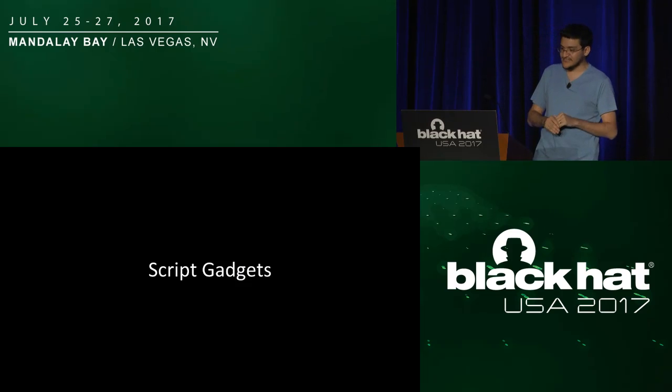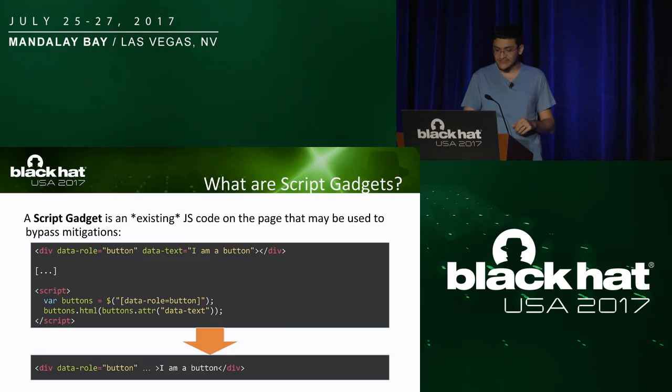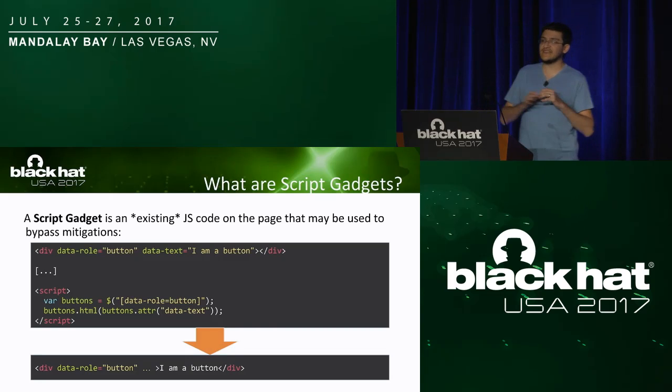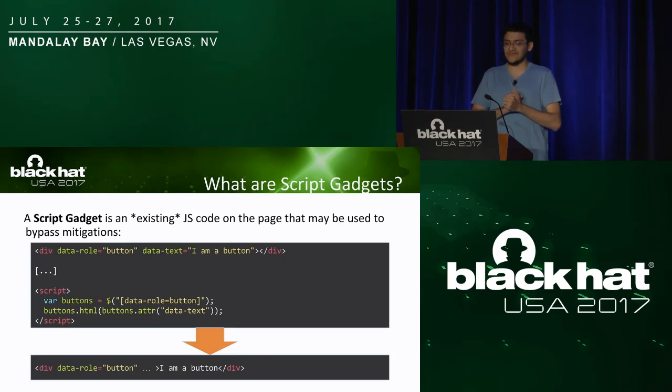All right. So with that introduction to mitigations and what is XSS, we are going to talk about what script gadgets are. We're going to give you a very simple example of the simplest, most obvious, the lamest script gadget that we have. In this case, you have an HTML snippet that doesn't do anything. It just has a div with a couple of attributes and says "I am a button."